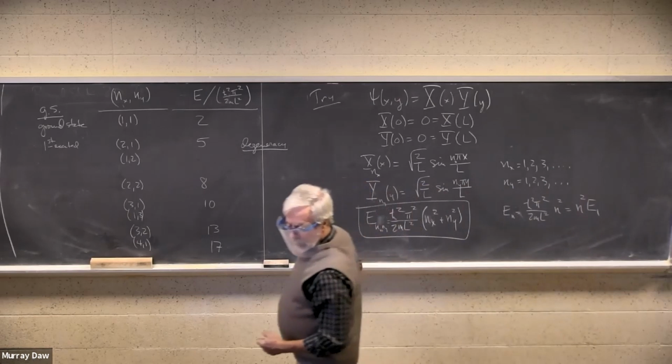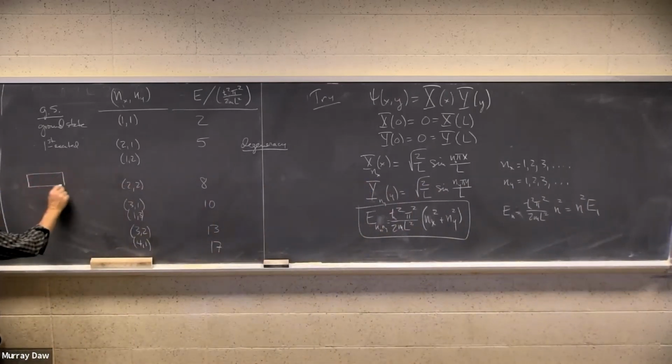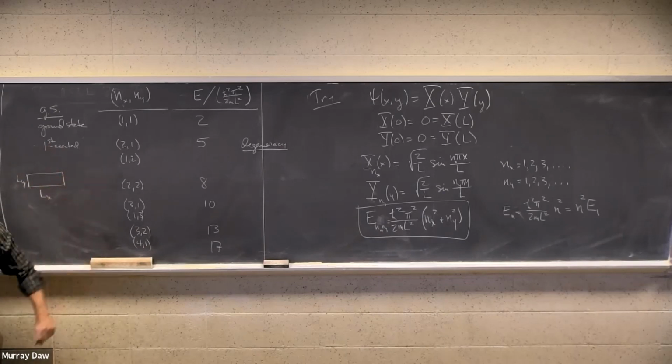Let's speculate for just a second. I've got you about 1 minute off, but let's just speculate. Suppose it weren't a square, it was a rectangle. How would that change all of this?